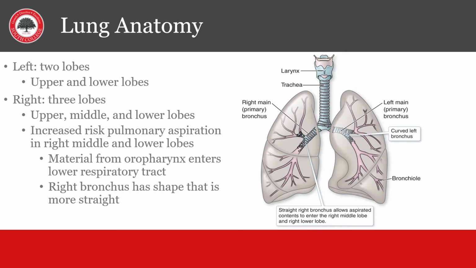Since the right bronchus comes off first and is a straighter shot, it is more prone to aspiration, meaning food and other materials entering the lungs. The right lower lobe is the most common point of aspiration pneumonia due to gravity.